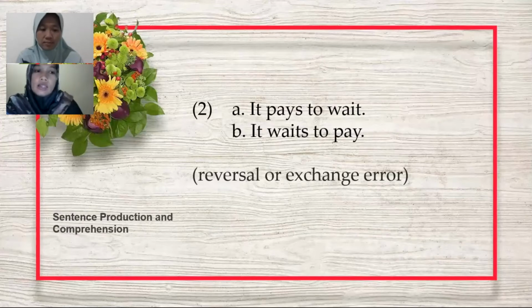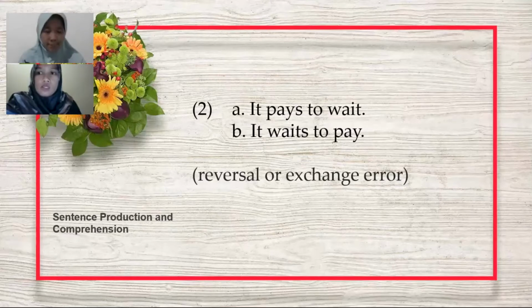Okay, and then the second one is sentence production and comprehension. In the case of production, how does a speaker convert a message into a syntactic, morphological, and phonological structure in the process of producing an utterance? And in comprehension, how does the language user assign a structure and meaning to a speech utterance of his or her language?